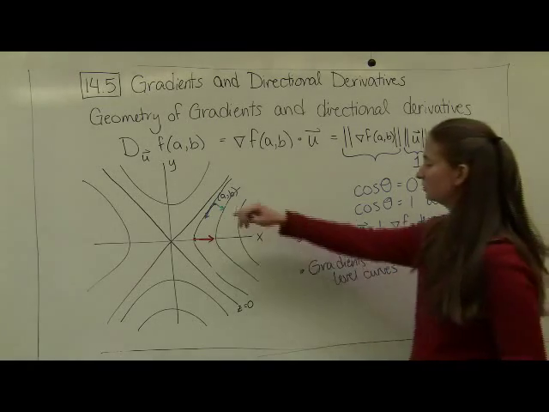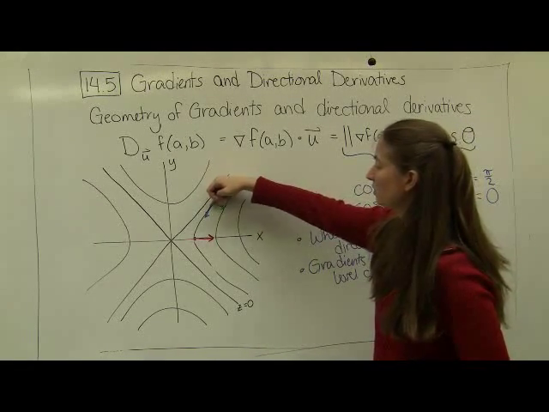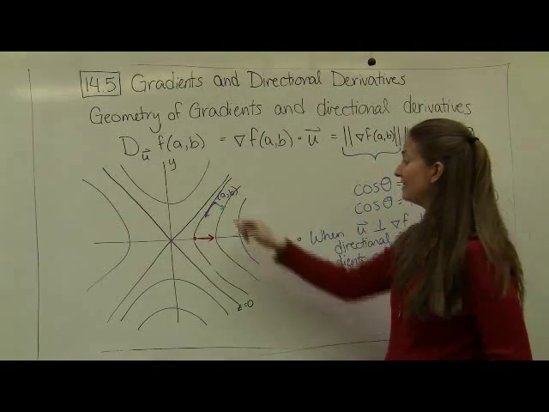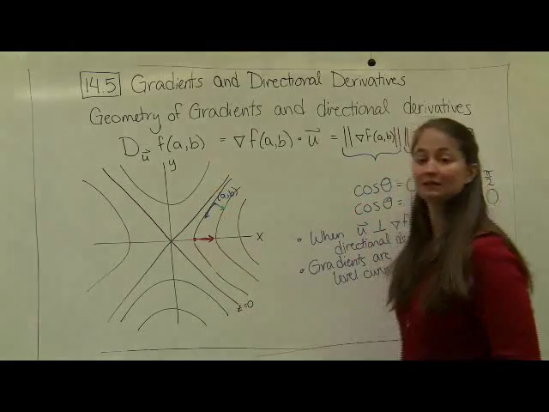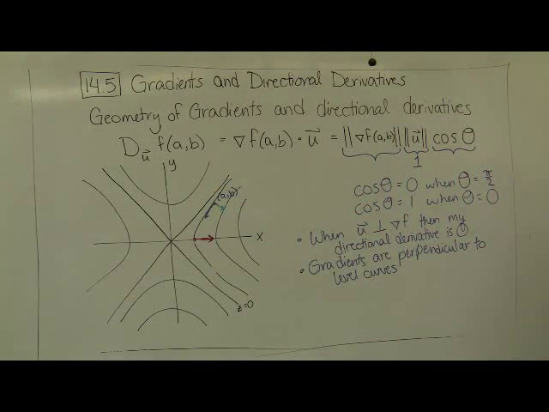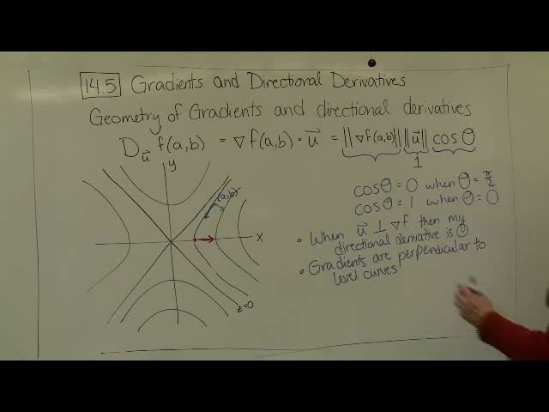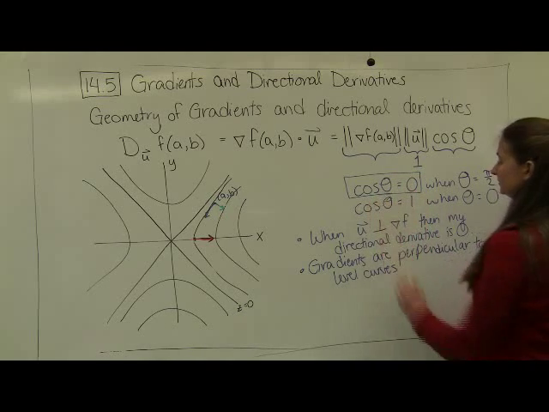Because my derivative is 0, there's exactly no change in my z value when I walk along my level curve. And that happens exactly when my unit vector is pointing perpendicular to my gradient. So this is two ways to say the same conclusion. And that happens when my cosine of theta is equal to 0.